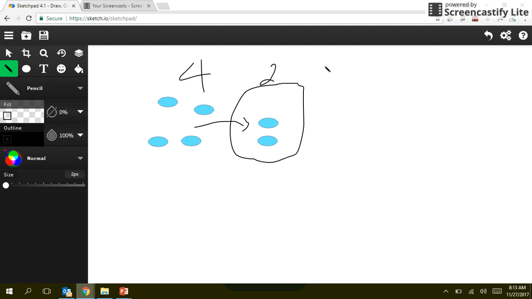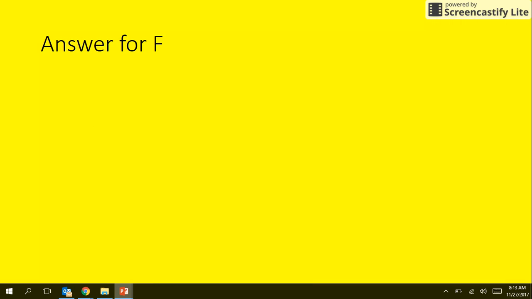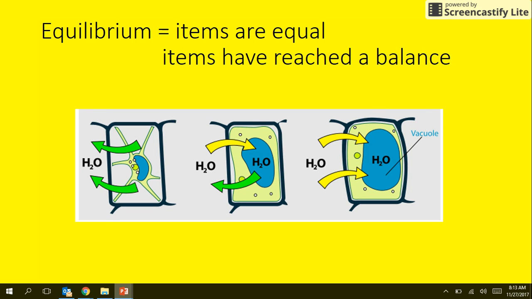Awesome. Now I want you to look on your notes and try out letters A through F. I also want you to come back and enter your answer for F. Perfect. Once the plant cell and the water have reached equilibrium, equilibrium is when the items are equal. So there's an equal amount of water on the outside and an equal amount of water on the inside. Then the arrows will be balanced.